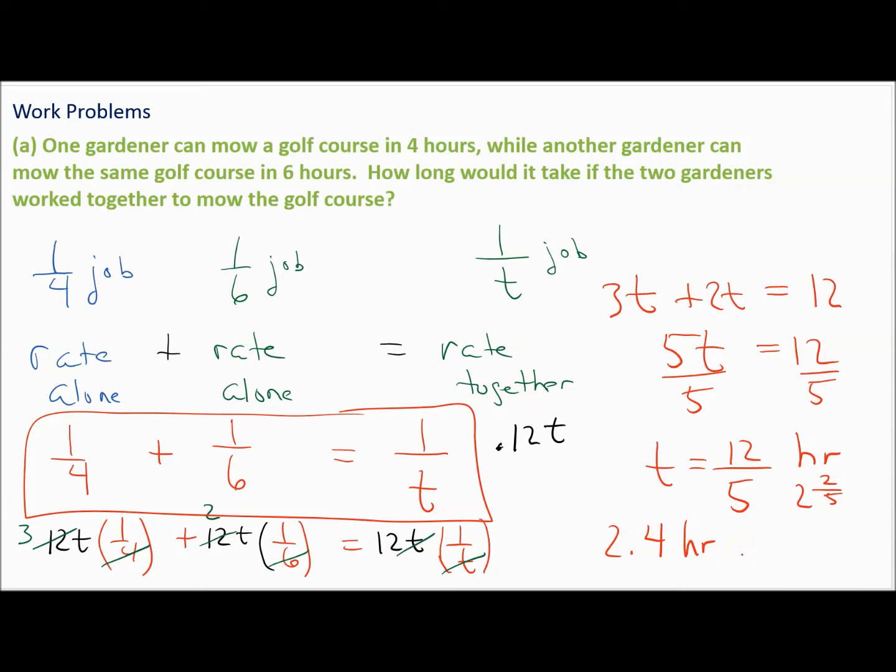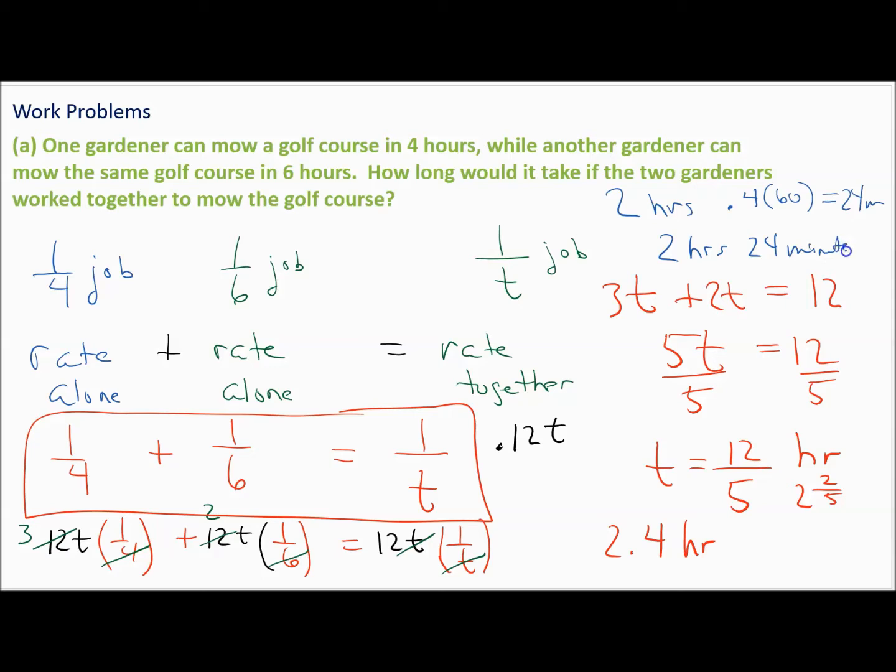which is 2.4. But what if it wanted it in terms of hours and minutes? So it would be 2 hours, and then you have to change that 0.4 to minutes. To do that, you have to multiply it by 60, right? Because that's 0.4 of an hour, and there's 60 minutes in every hour, and 0.4 times 60 is equal to 24 minutes. So this will be 2 hours, 24 minutes.